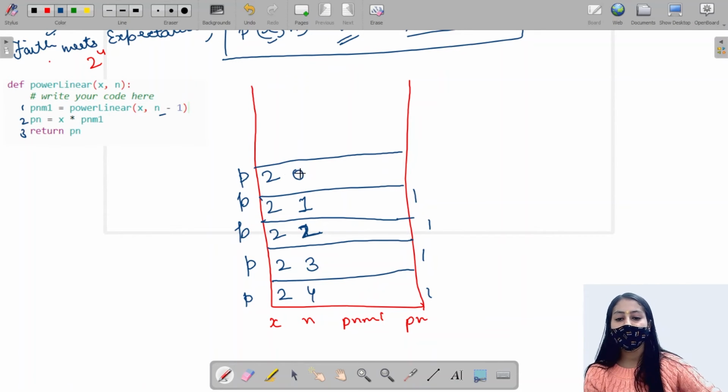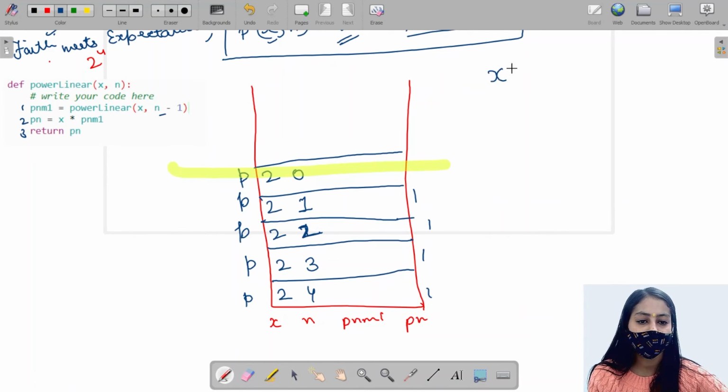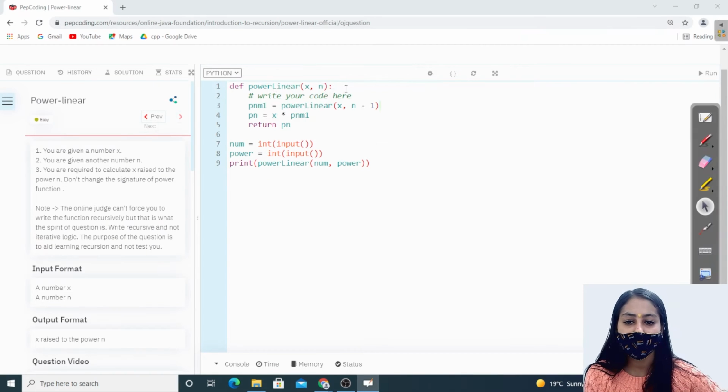0, right? Now we want up to this. Now anything power 0 is 1, right? So we want this to return us 1. So this is our base case.